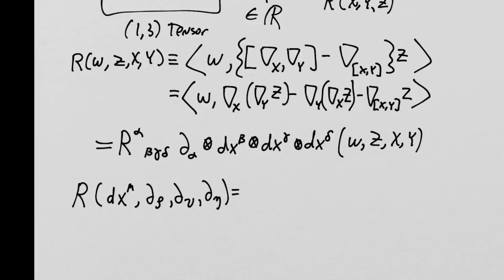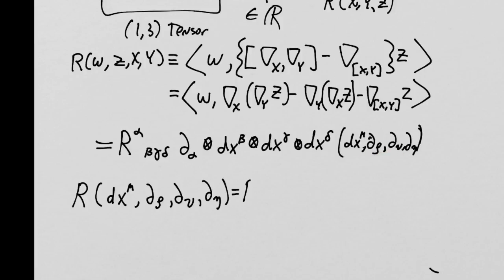Let's just do it this way. I take this guy and I replace it with dx mu, comma, rho, partial rho, partial nu, partial eta. And then we operate each of these basis vectors on the arguments. And what are we left with?